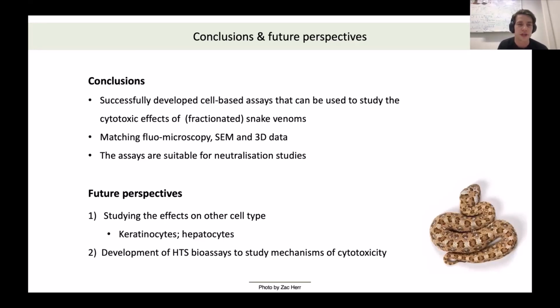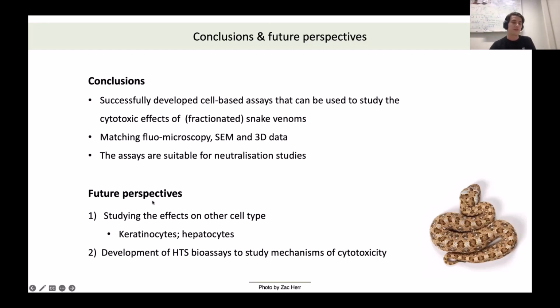So we successfully developed some cell-based assays that can be used to study the cytotoxic effect of snake venoms that are either crude or fractionated. I did not show any fractionated data, but this is possible. We see matching effects in the flow microscopy, also the SCM data and the 3D data, so the mimetos data. And we saw that the assays are suitable for neutralization studies, which is, of course, highly valuable.